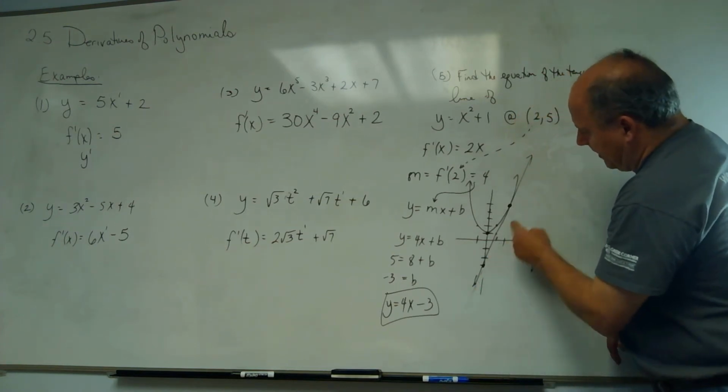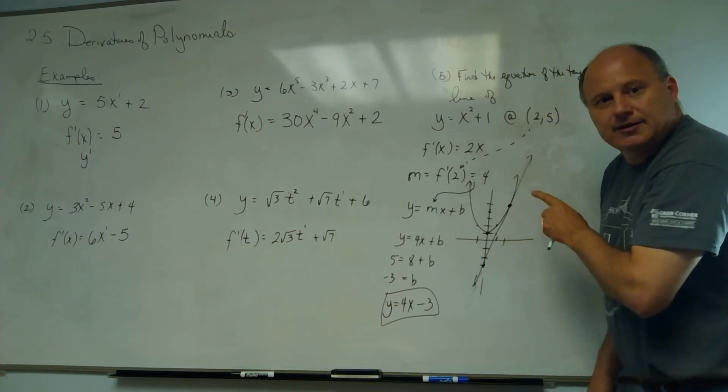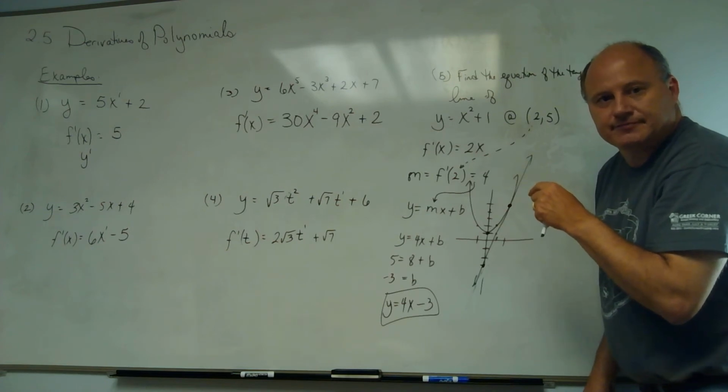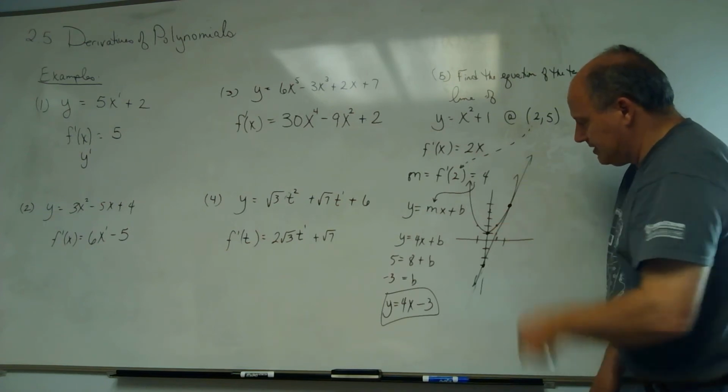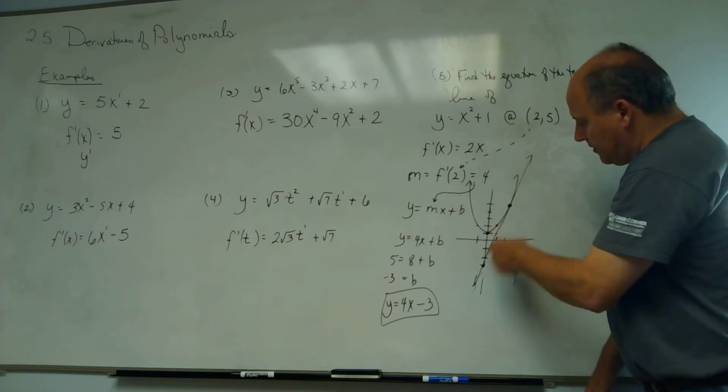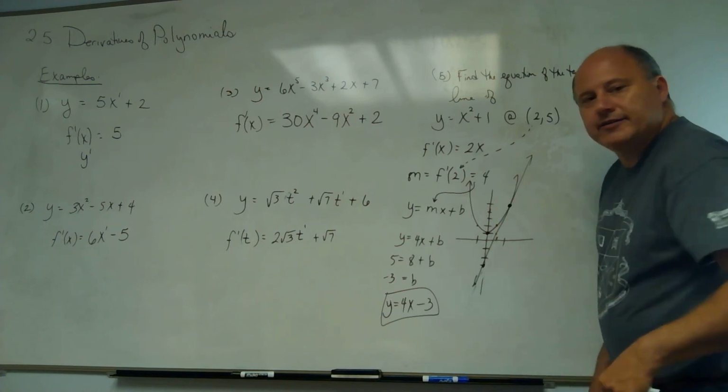Notice that line, it just grazes the parabola. That makes it a tangent. So that's what you just did. You found the equation of the tangent line at 2, 5.